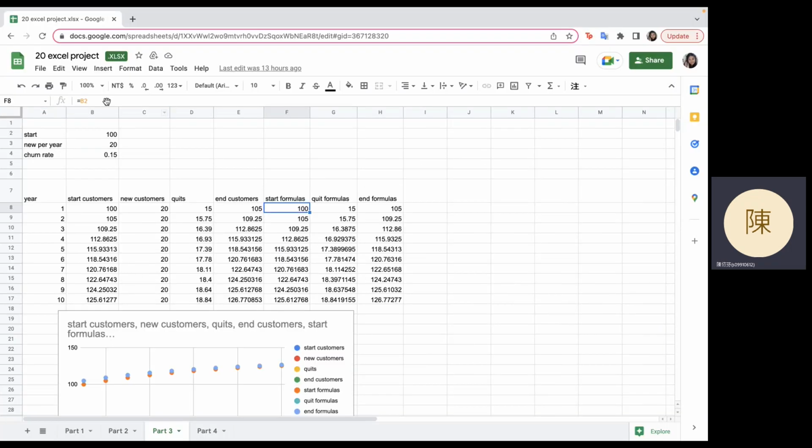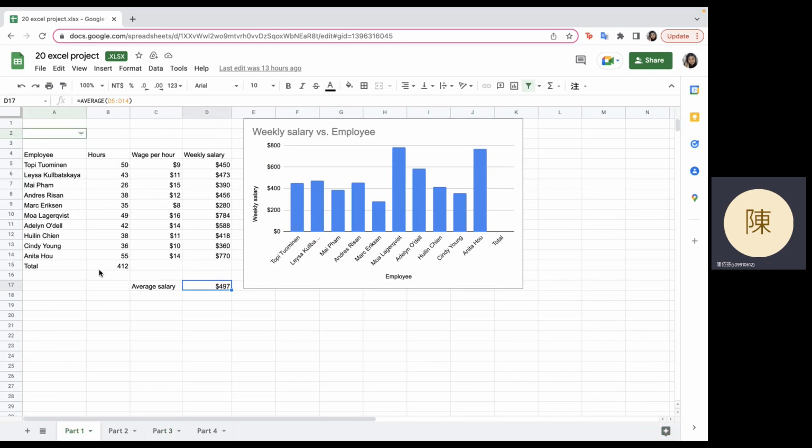Here we can see that in the first part, for the total hours, I use the formula equals SUM B5 to B14, and for the average salary, I use equals AVERAGE D5 to D14. For the weekly wages, I use equals B5 multiply C5, next equals B6 multiply C6, all the way to equals B14 multiply C14.